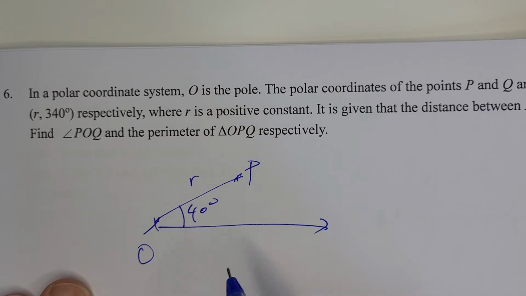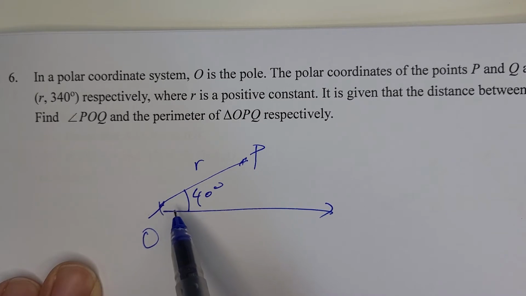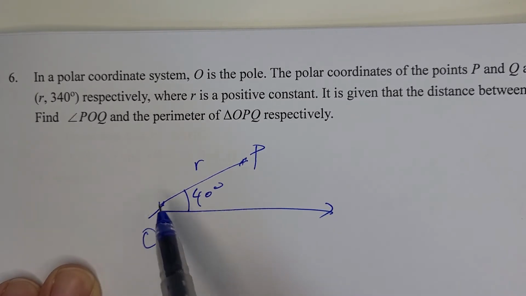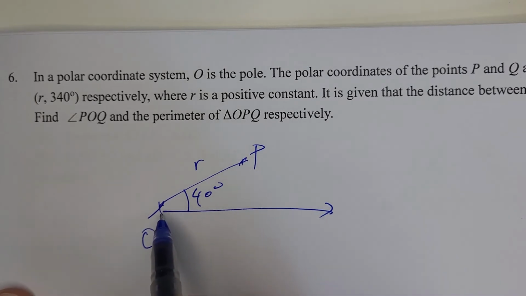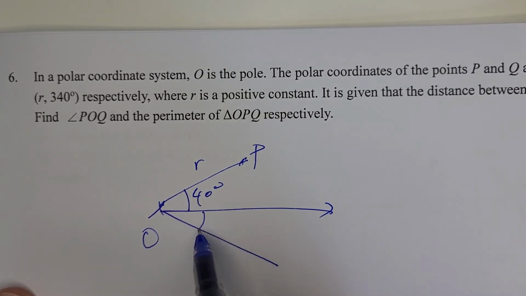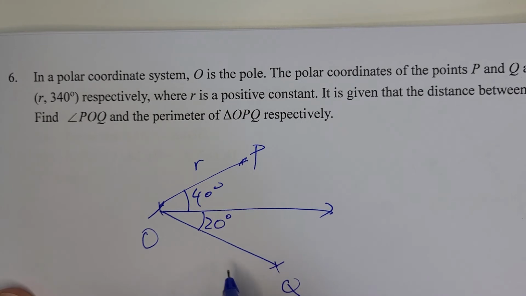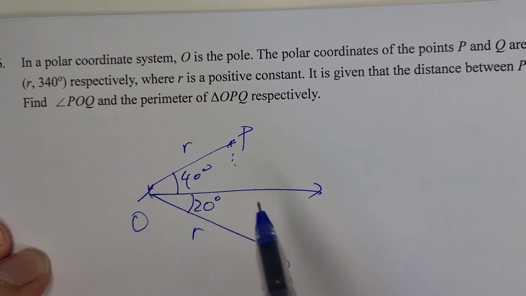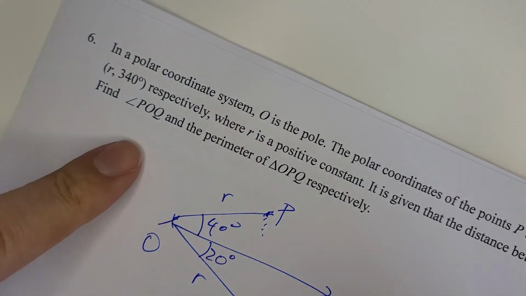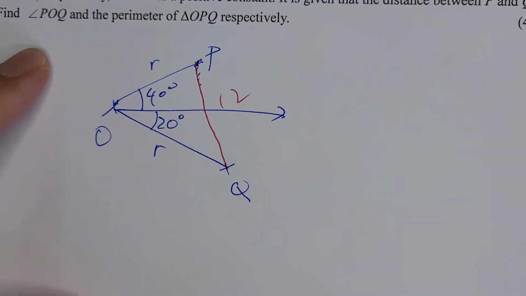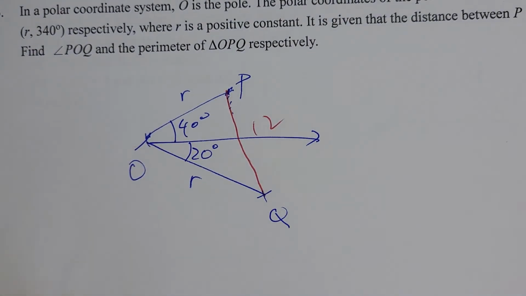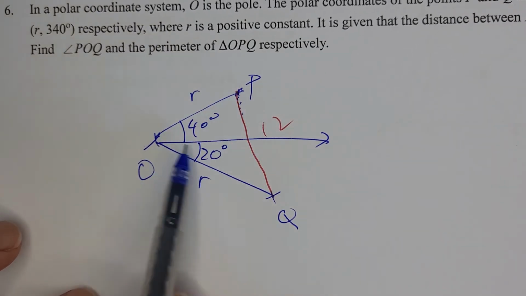Q, R, 340. That means starting from the polar axis, you measure the angle in anti-clockwise direction. Anti-clockwise direction. So 340 degrees, something like this. So it left 20 degrees here. Okay, because whole circle is 360. So that's point Q, and that is R again. It is given that the distance between P and Q is 12. So you need to find angle POQ and then the perimeter of this triangle.